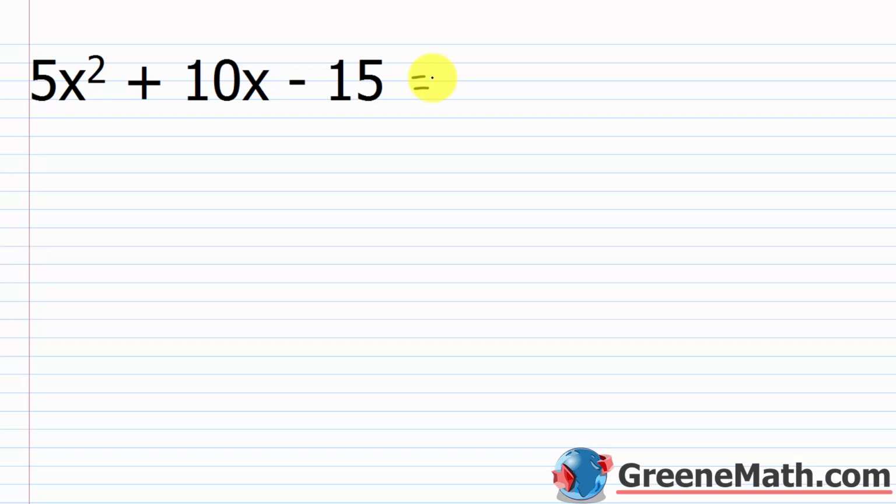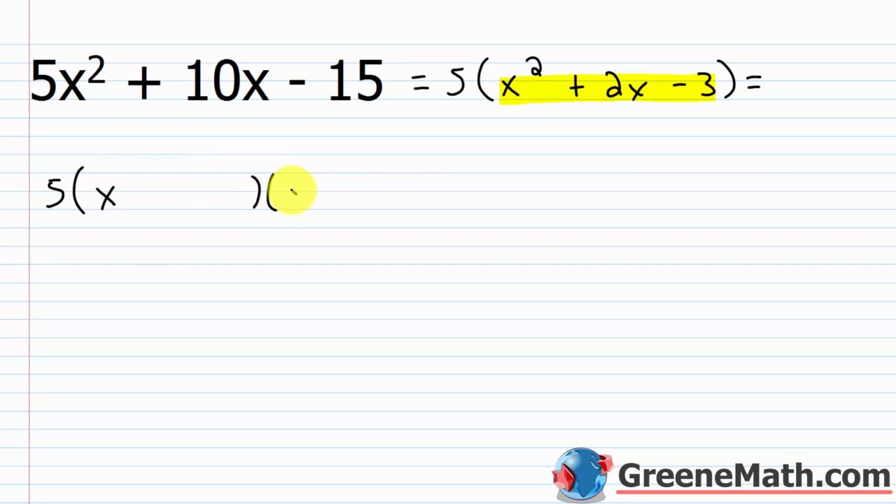So I notice that everything here is divisible by 5. If I pull that out, inside the parentheses, I would have x squared plus 2x minus 3. And now I just need to factor this part, okay? So I'd have 5, and then inside the parentheses, I know this would be an x, and this would be an x. And then give me two integers whose sum is 2, and whose product is negative 3. 3 is a prime number. I can only get 3 from 1 times 3.